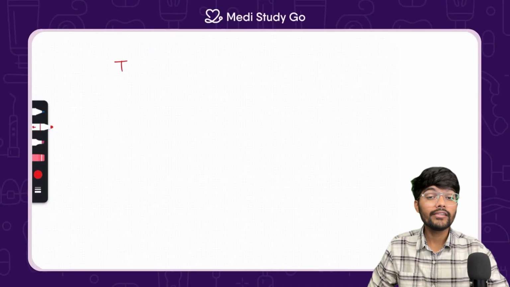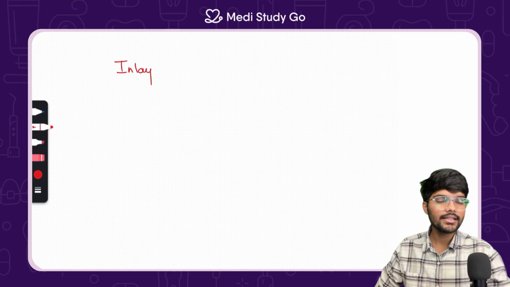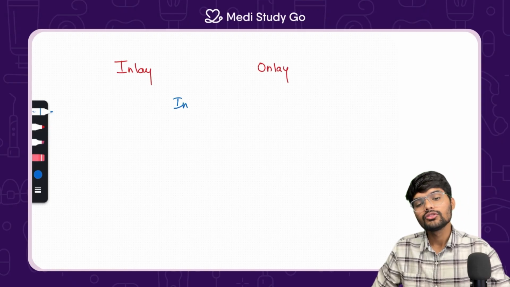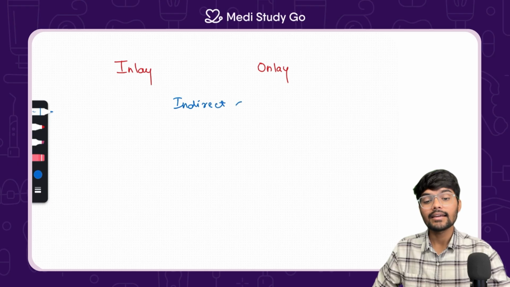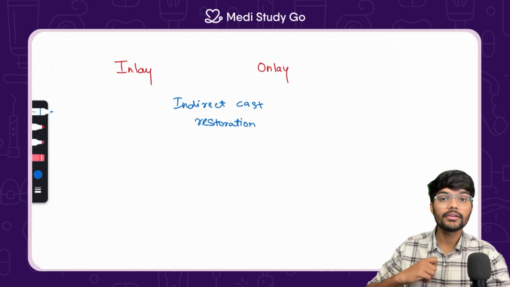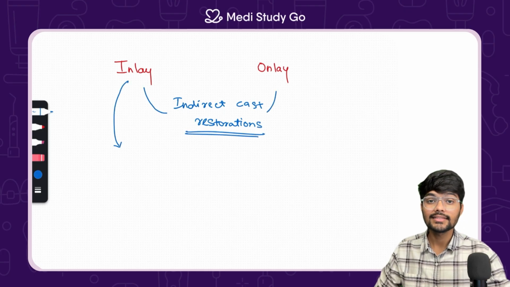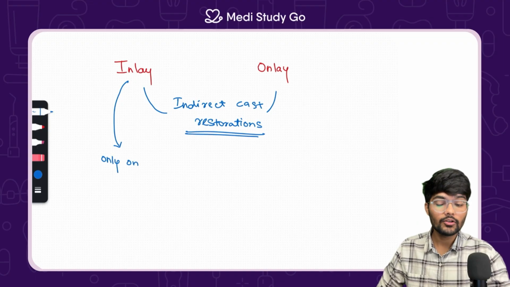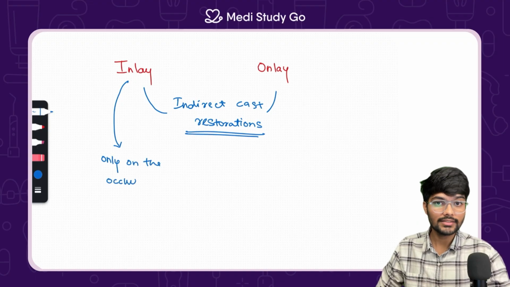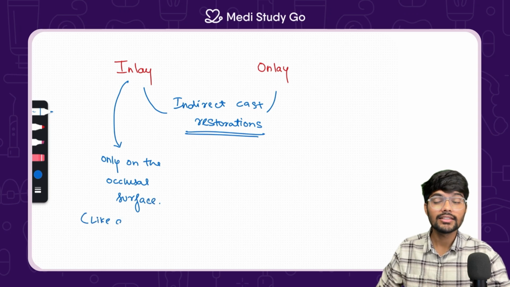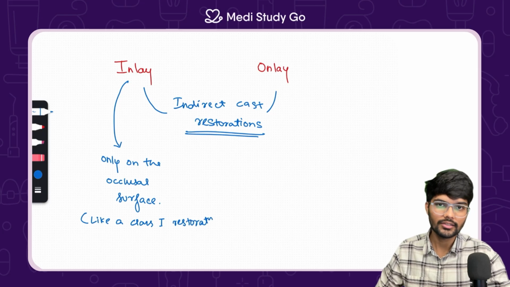Before we get into the details, let me quickly introduce what inlays and onlays basically are. Both of these are indirect restorations, or indirect cast restorations. Basically, they're not going to be fabricated inside the patient's mouth. The difference is that an inlay is going to be only on the occlusal surface of a posterior tooth specifically. So this is basically going to be just like a class 1 or class 2 restoration.